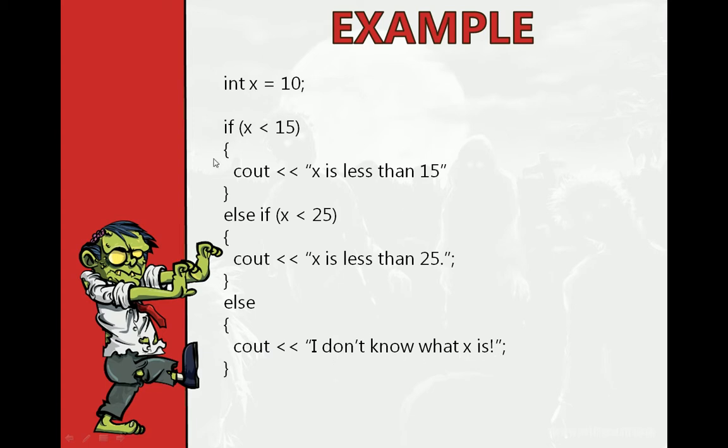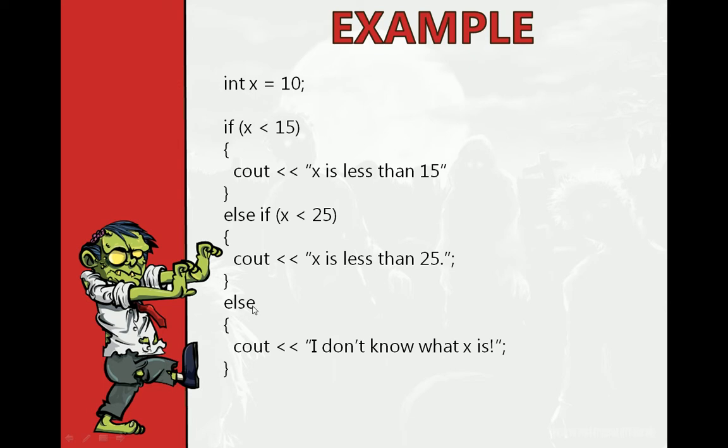Like I said, once one of these conditions is true, it's going to execute that block of code, and then it's going to break out of that block of code, and it's not going to evaluate it any further. So because x is equal to 10 in this example, this is going to display to the screen. It's not even going to look at this part of the else if, and it's not going to look at the else statement either.